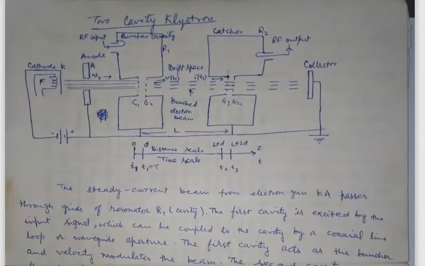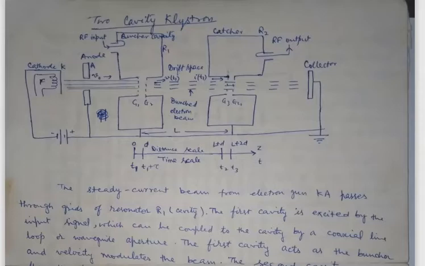Namaskar. In today's lecture of microwave tubes for the microwave electronics, we discuss the two cavity klystron, and especially the velocity modulation process and the construction and design of the two cavity klystron. In our previous lecture, we have discussed why the conventional vacuum tubes could not be efficiently used for the generation of microwaves.